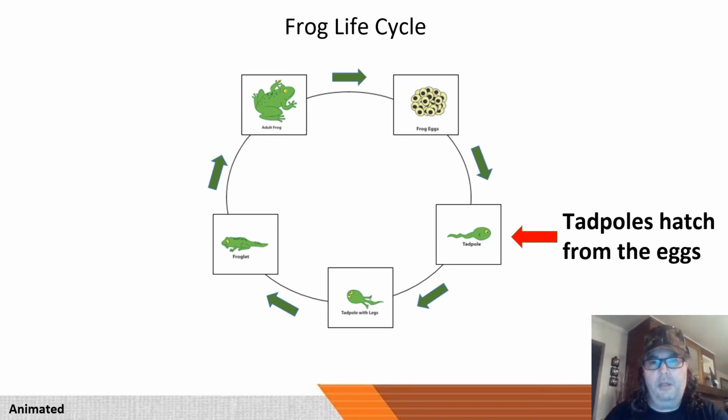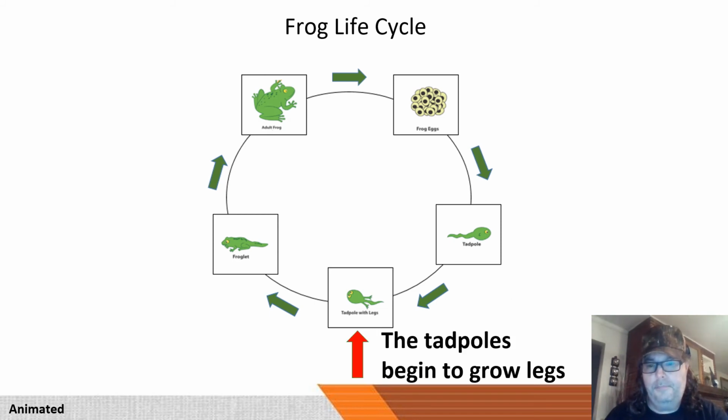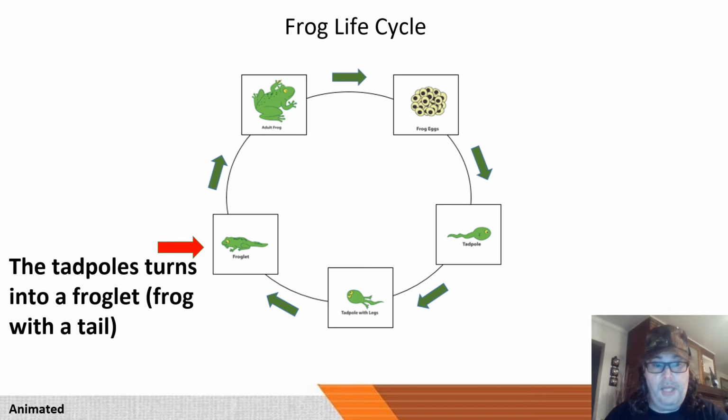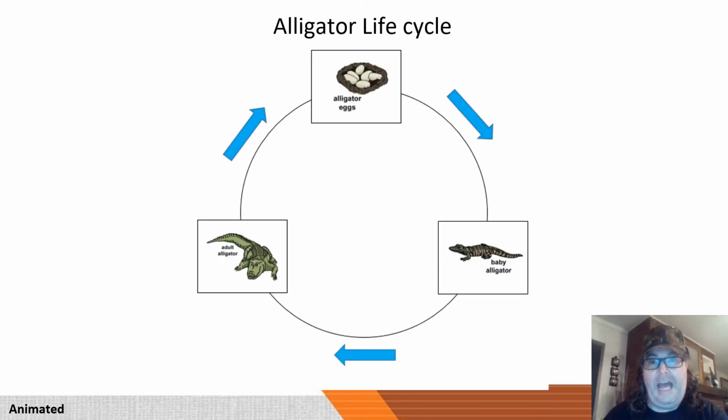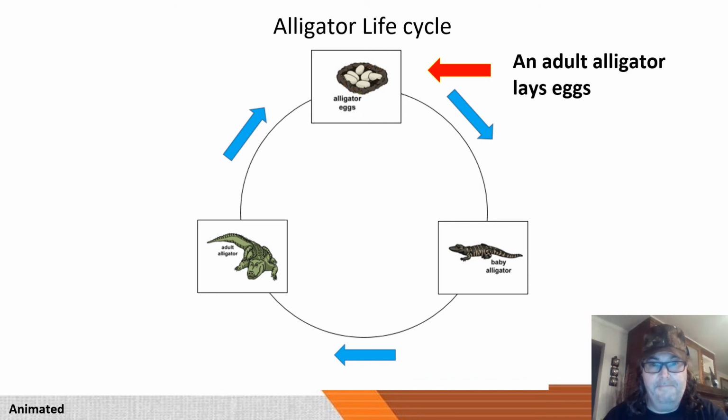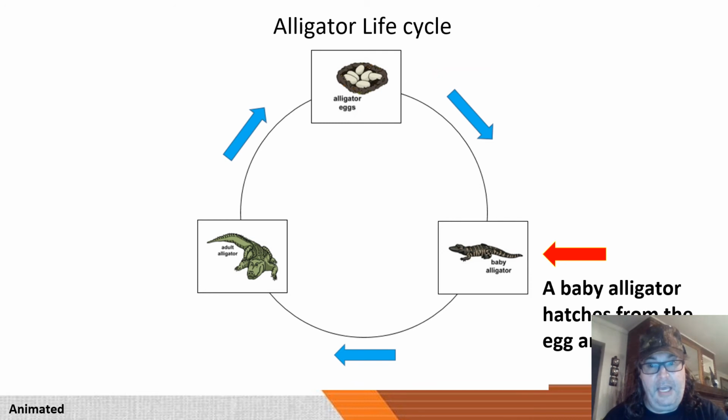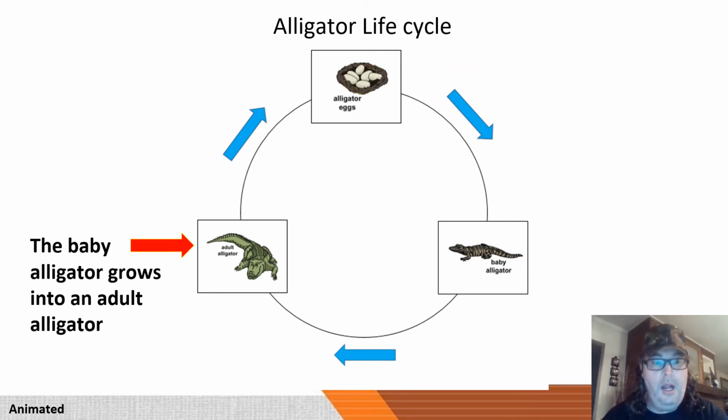Okay, life cycle of a frog. Tadpoles hatch from eggs. Tadpoles begin to grow legs. Tadpoles turn into froglets, frogs with tails. Froglets turn into adult frogs. Alligator life cycle starts off as an egg. A baby alligator hatches from the egg. And a baby alligator turns into an adult alligator.